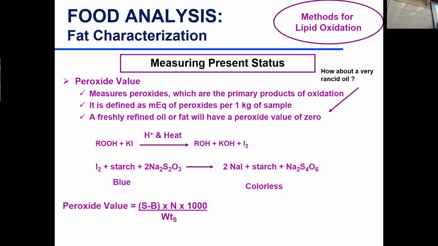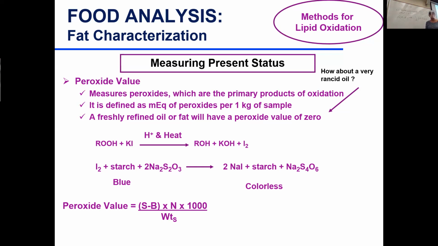And here it's sample minus blank again in this case, because if you don't have a peroxide, you won't generate iodine. So if you don't generate iodine, your blank will be very close to 0. Okay, if you don't have peroxide. If you have peroxide in your sample, then you generate iodine. The iodine will cause a blue color until titrated colorless.